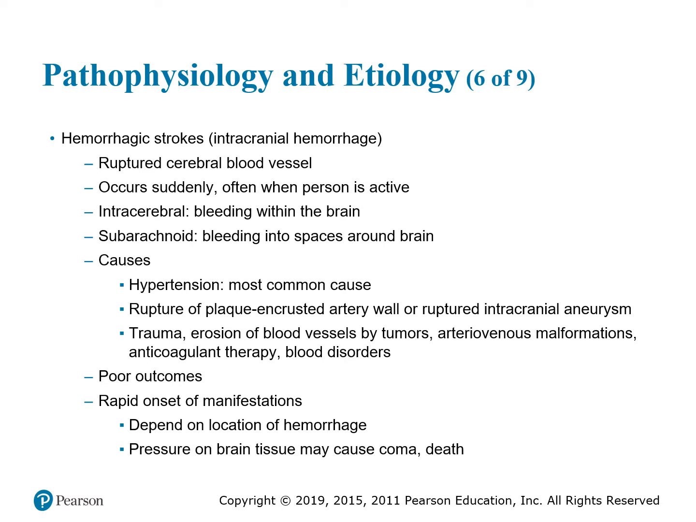Hypertension is the most common cause, putting pressure on those vessel walls to the point that you have bulges, and these bulges rupture. Other causes are trauma, erosion of the blood vessels by tumors, and arteriovenous malformations. There may be a malformation of the vessel. Anticoagulant therapy can thin the blood too much and you can bleed out through the vessel. The outcomes are very poor. The onset of the manifestations is rapid. Again, this is a medical emergency. Most of these people do not survive.